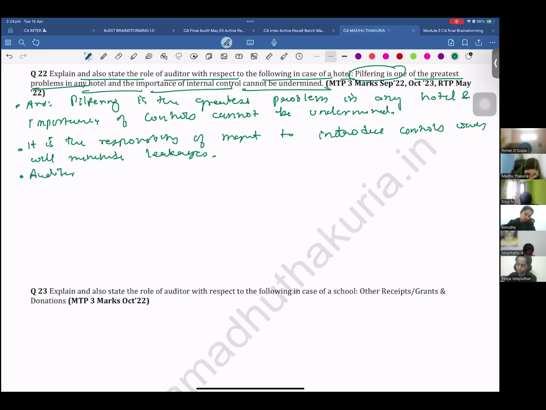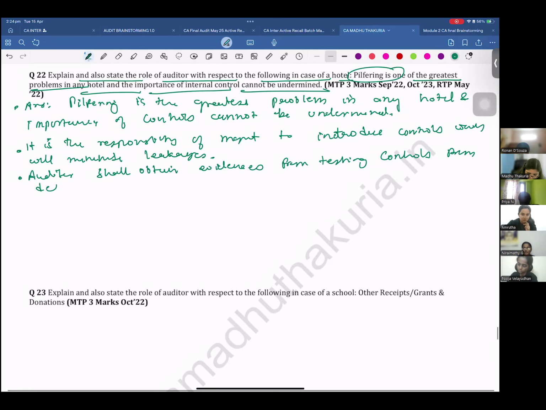Auditor shall obtain evidences from testing internal controls, from detailed scrutiny of resulting profit percentage.